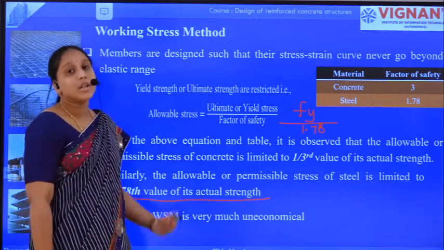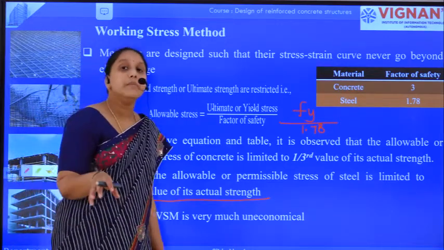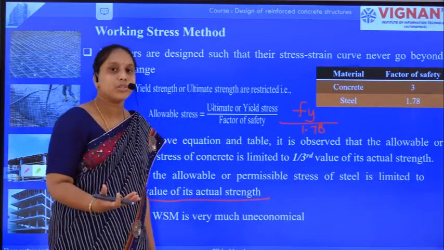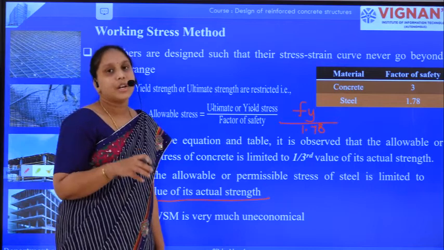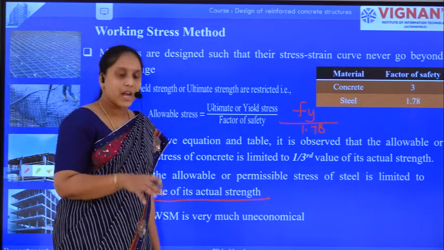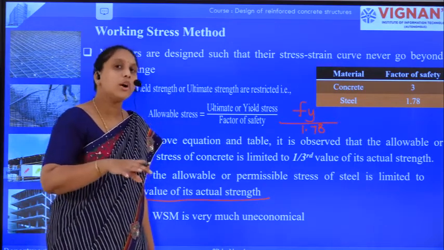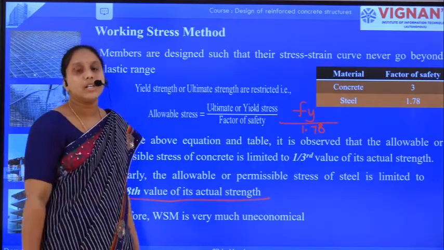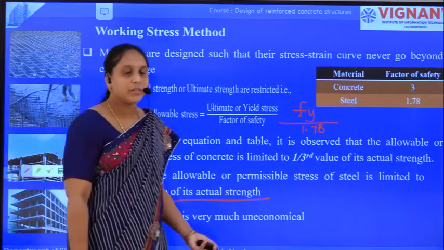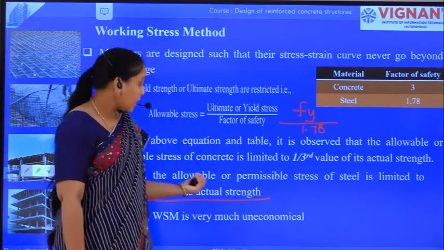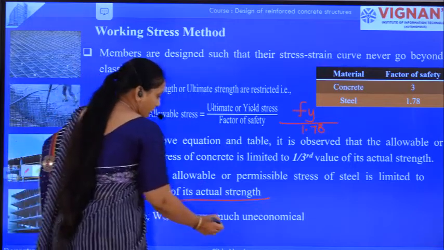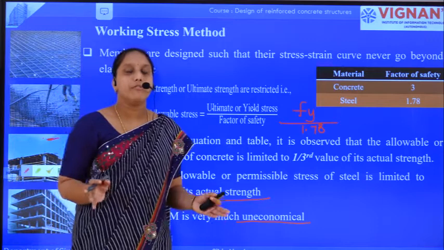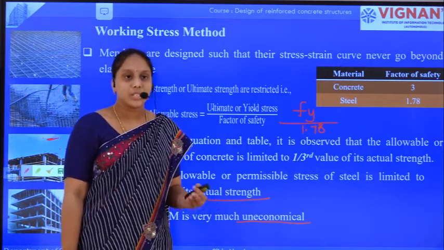So what is happening here? We are limiting the strength, isn't it? Even though the material possesses more strength, we are restricting it, and we design only for that. We are not fully utilizing the strength of the materials, that is, the concrete as well as the steel. So due to that, we get uneconomical sections. That is, larger sections are formed in the working stress method.